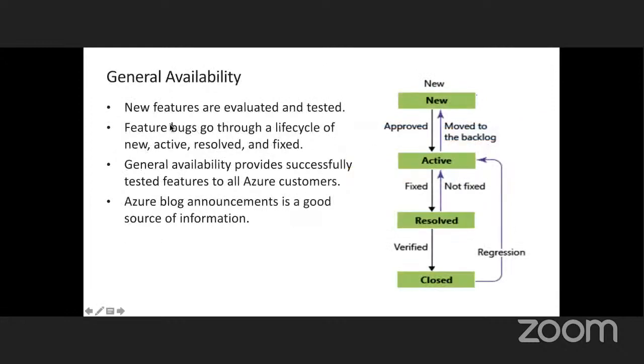With general availability, new features are evaluated and tested. Feature bugs go through a life cycle of new, active, resolved, and fixed. Okay. General availability provides successfully tested features to all Azure customers, and Azure blog announcements is a good source of information. So this is the final step of the process after a preview. When it's been resolved, fixed, now it's active, and all of these steps here, then it becomes available generally for the entire Azure customer population. And then the Azure blog announcements is a good source of information.